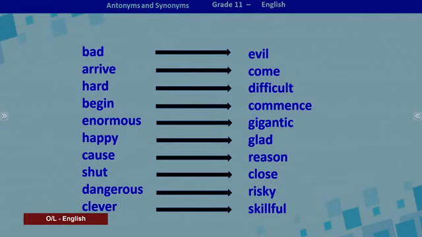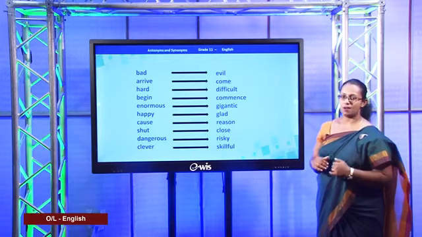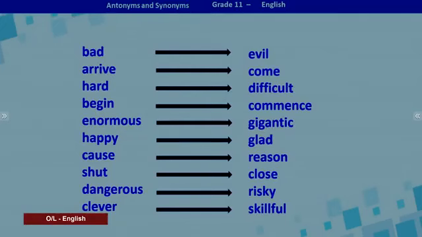It is evil. Arrive, come. Next word, hard. What is the synonym for hard? Difficult. In the papers, you get complex questions. That is difficult. Next one, begin, commence. We commence the meeting. Right.